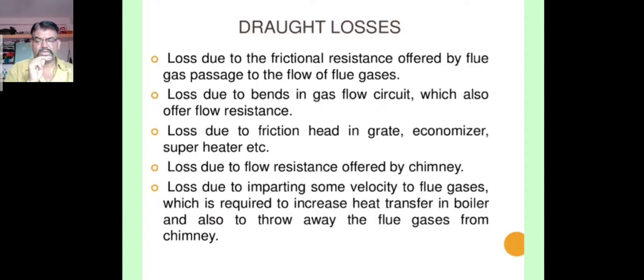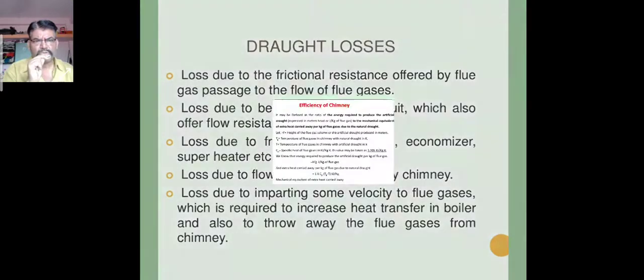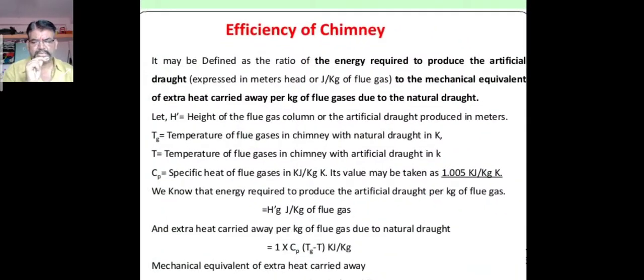Thus the loss in draught in a chimney is around 20% of the total draught produced by it. The loss due to flow resistance offered by the chimney, loss due to bends, as I explained, loss due to frictional resistance, etc. These are the losses. So around 20% of it is lost.